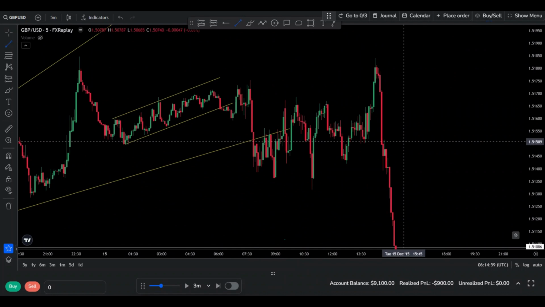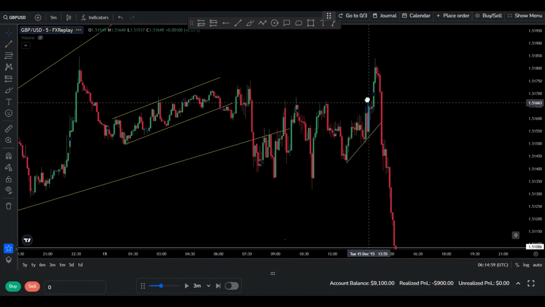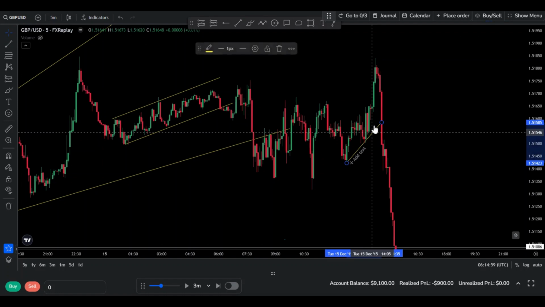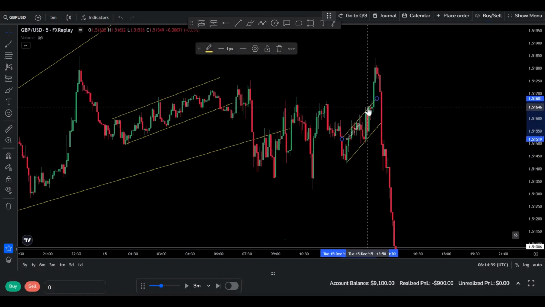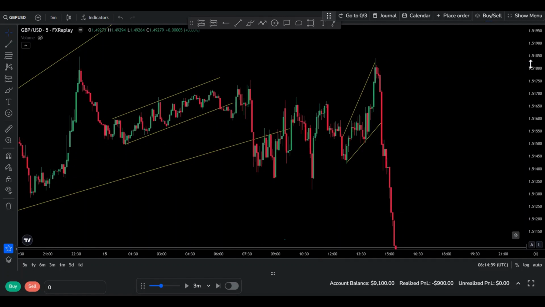That's one. But here is also another pattern that we could have entered from after the break, and this is an expanding triangle now.